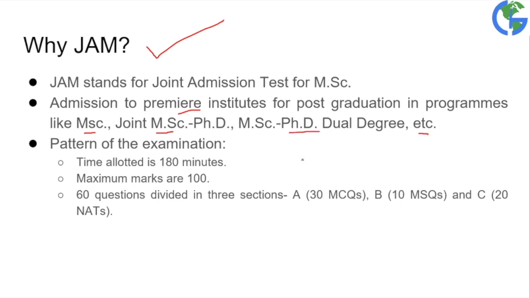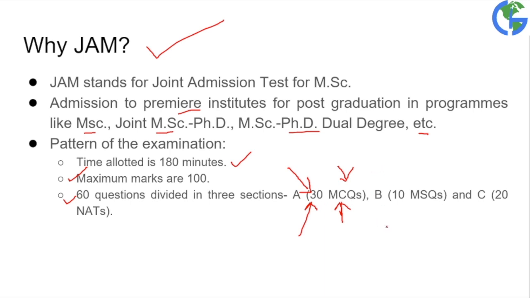Right. So the pattern of the examination is very simple. The time allotted to you is 180 minutes, that is 3 hours, in which you have to attempt 60 questions for 100 marks. These 60 questions are subdivided into three sections A, B, and C. Section A consists of 30 MCQ questions. Only one option will be correct, but there will be multiple choices, right? These 30 questions carry both 1 mark and 2 marks, and also carry negative marking.